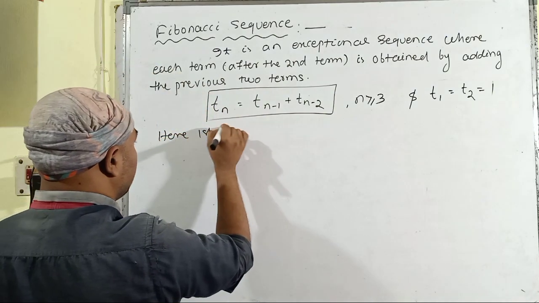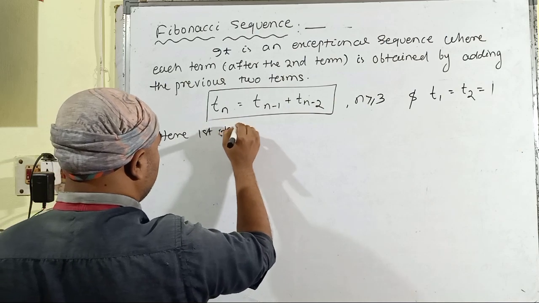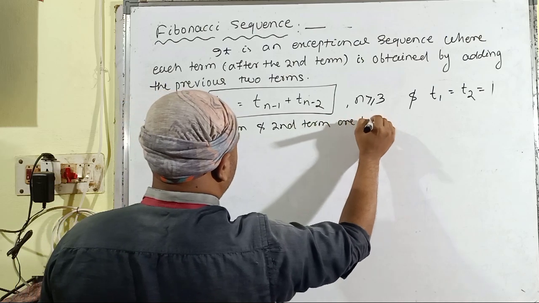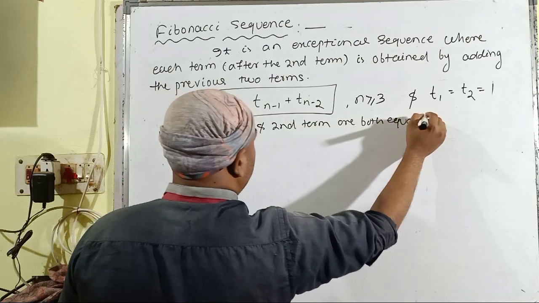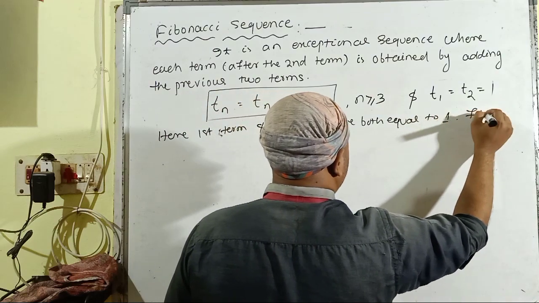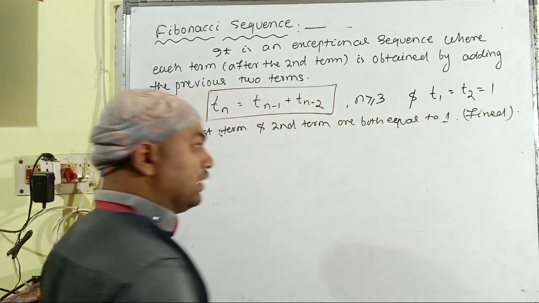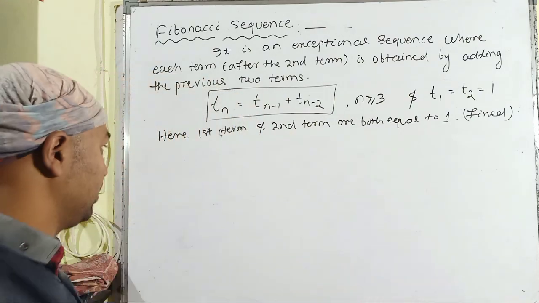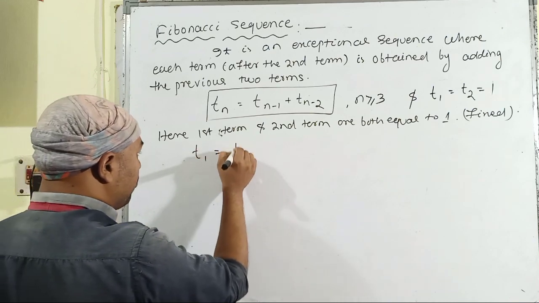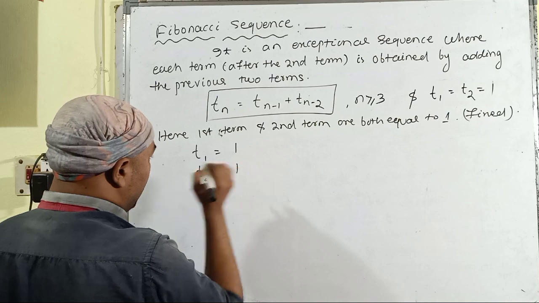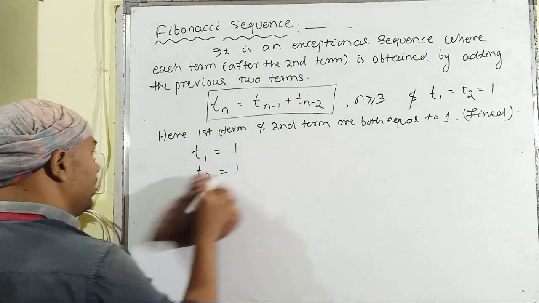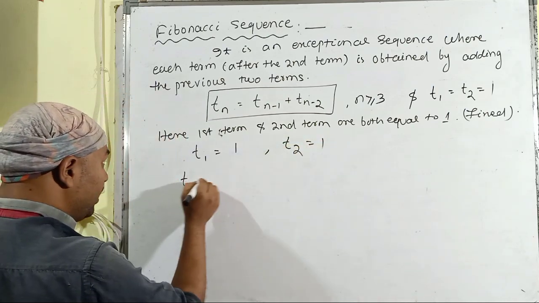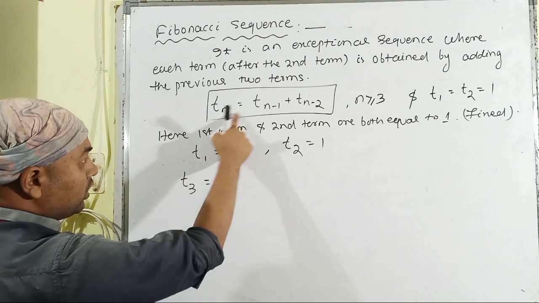The first term and second term are both equal to 1, and it is fixed. You cannot change them. Using this condition, we can define the Fibonacci sequence. As T1 is 1 and T2 is 1, we go for the determination of T3, which can be determined by using this formula.